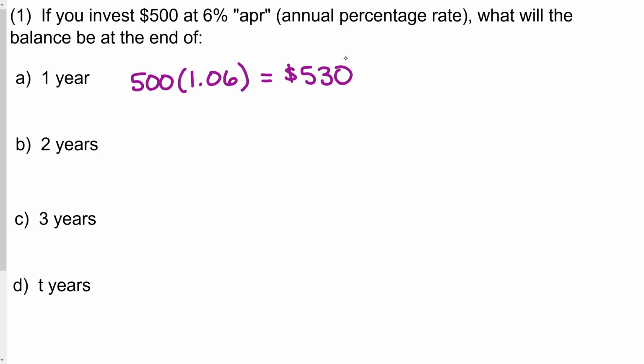If the question was, what's the interest, you would just say the interest is $30. But if the question is, what's the balance, it's the principal plus the interest. Okay, part B. Now we're going to invest that money for 2 years, not 1 year. But we make 6% per year. So what happens is we take our $500, we multiply it by 1.06 for the first year, and we know that gives us $530, and then we multiply that by 1.06 for the second year.